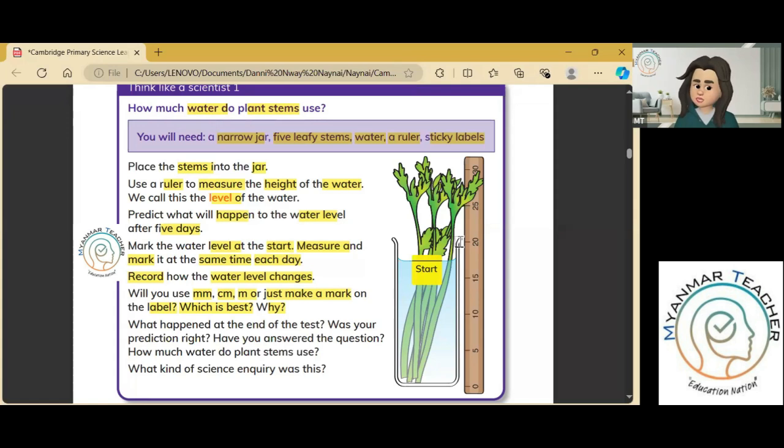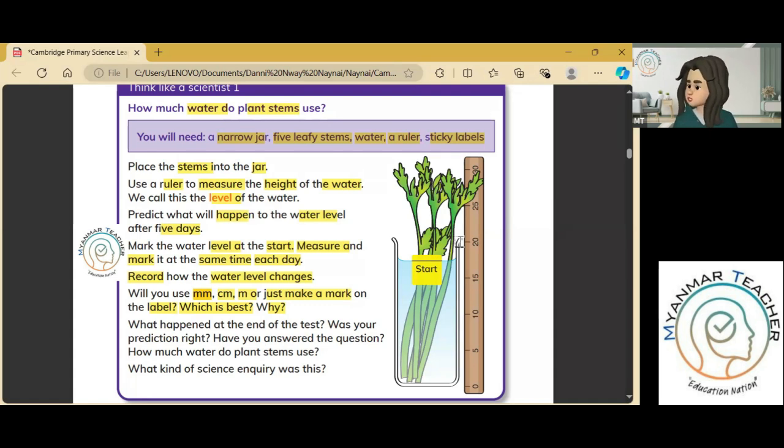I'm going to answer this, but I'll give you 10 seconds to figure it out. Time's up. It is best to use milliliters, or this sign, which is 2 M's, to measure the water because that allows us to measure small changes.